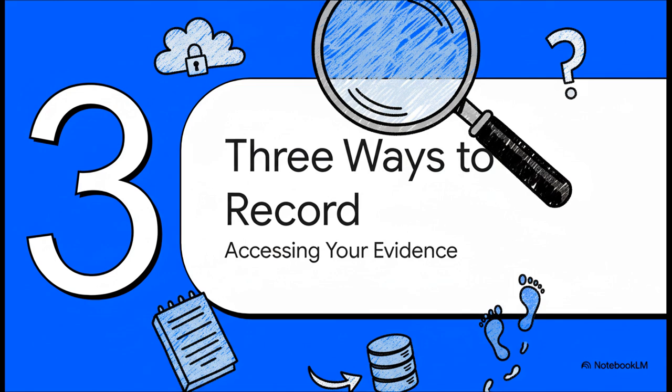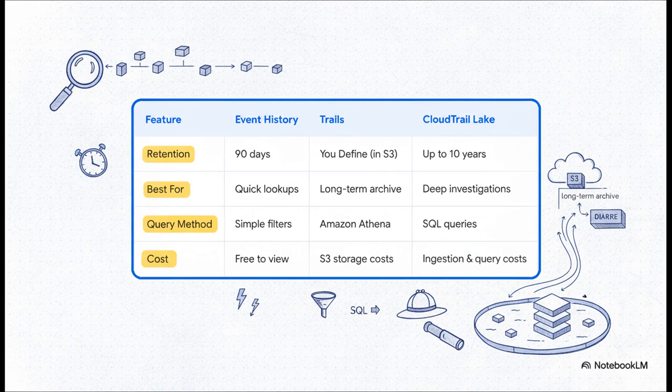Okay, so we know CloudTrail is recording all these different kinds of events, but how do you actually access them? How do you store them? Well, CloudTrail gives you three main tools to get the job done. Let's break these three down. First, you've got the event history. Think of this as your account's short-term memory. It gives you a free 90-day searchable view of your management events, perfect for quick what-just-happened lookups.